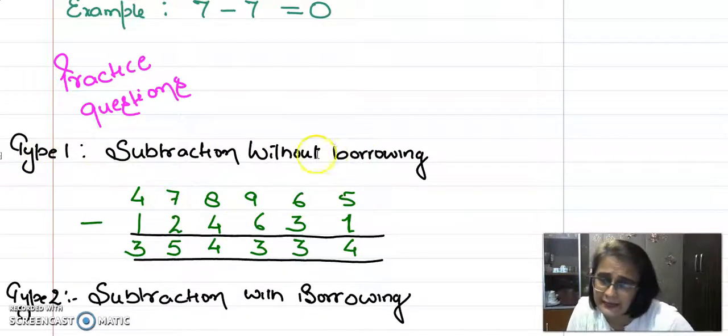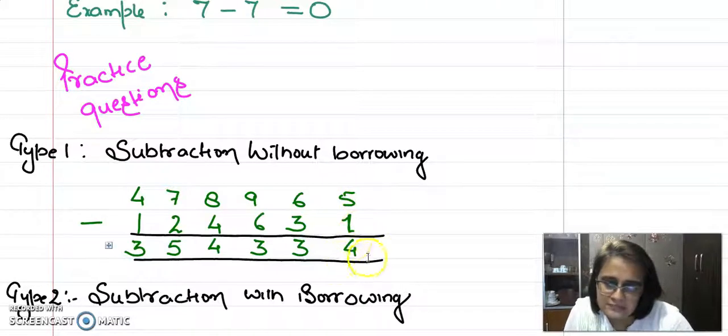Now here, I am using the same terms so that you remember them. Here, my minuend, that is my first number, what is the first number? 4,78,965. This is my minuend, right? And my subtrahend, that is my second number, is 1,24,631, right? So I have written it in a vertical way. So let's see how it goes.